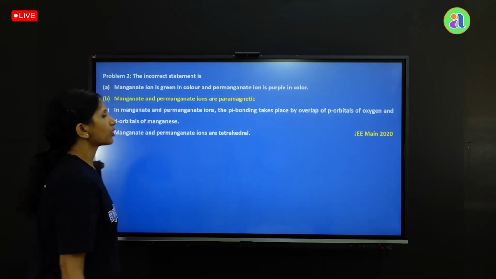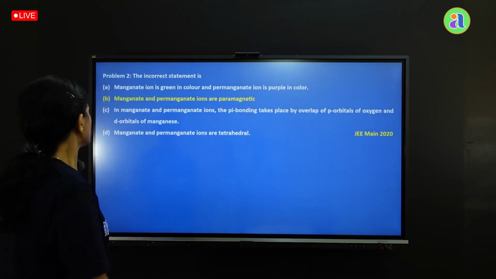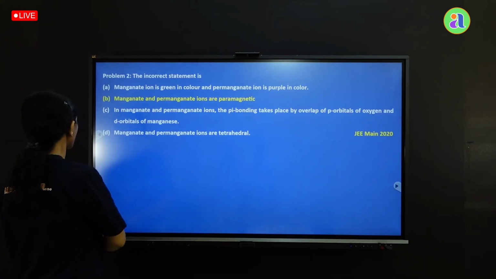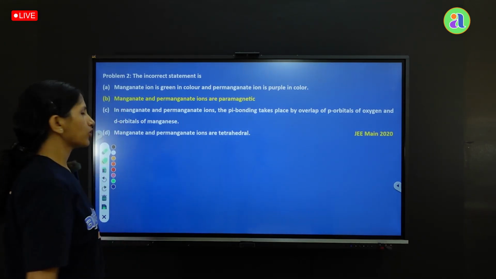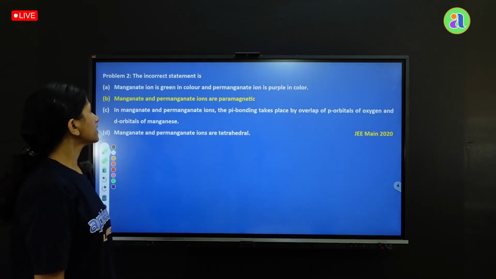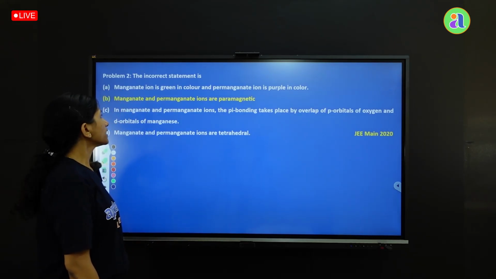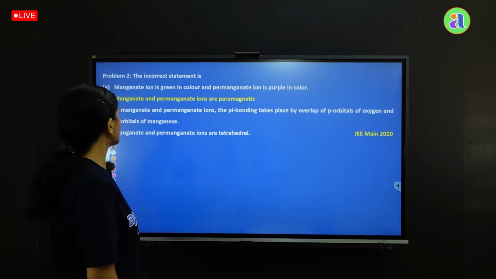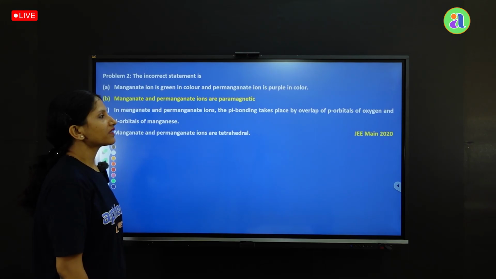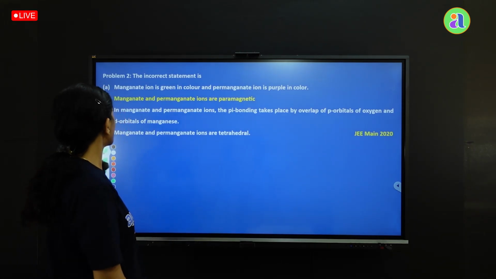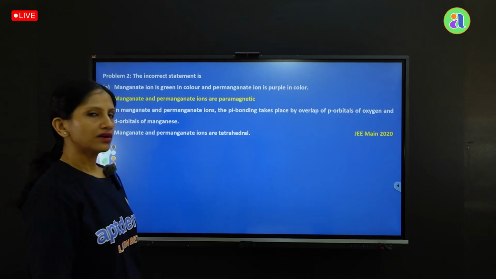Now let's move on to problem number 2, which has been taken from Joint Entrance Main Examination 2020. So some statements are given here. We have to choose which one is the incorrect statement among the 4 statements. Option A: manganate ion is green in color and permanganate ion is purple in color. Option B: manganate and permanganate ions are paramagnetic in nature. Option C: in manganate and permanganate ions, the pi bonding takes place by overlap of p orbitals of oxygen and d orbitals of manganese. And option D: manganate and permanganate ions are tetrahedral.